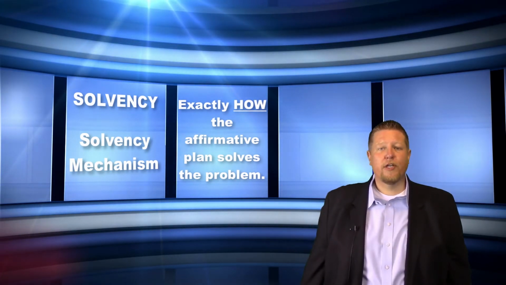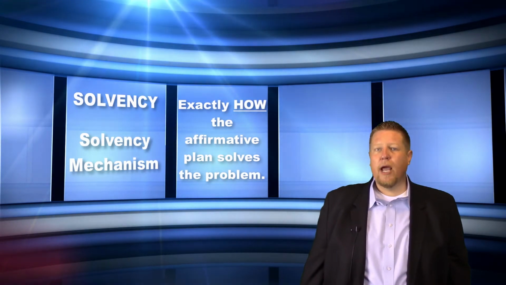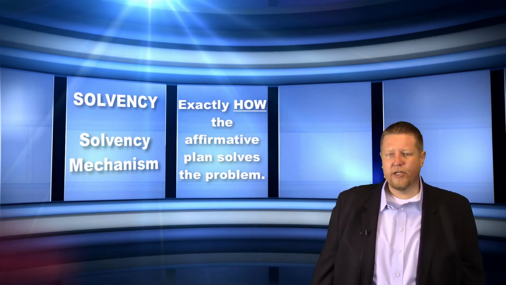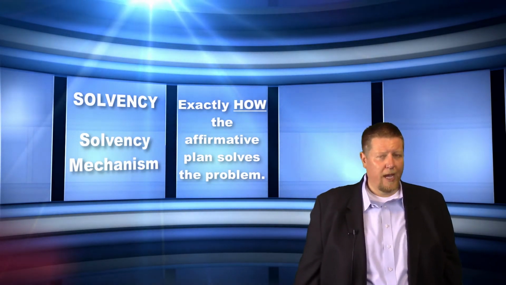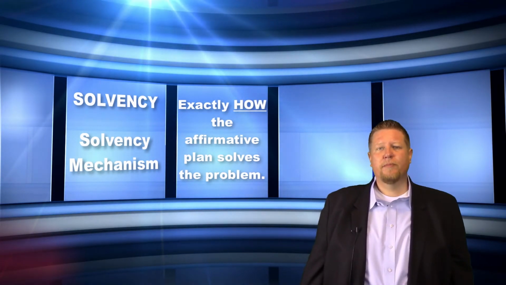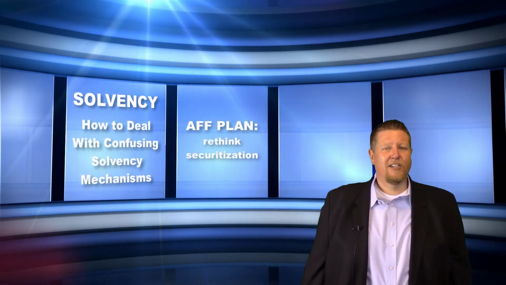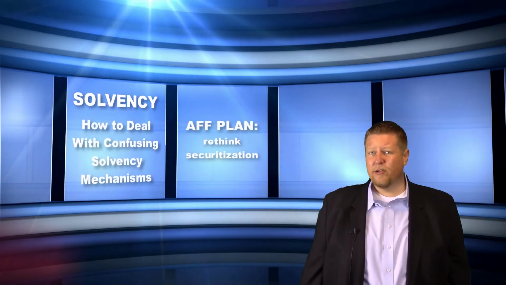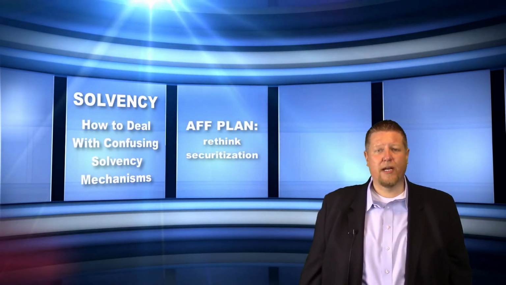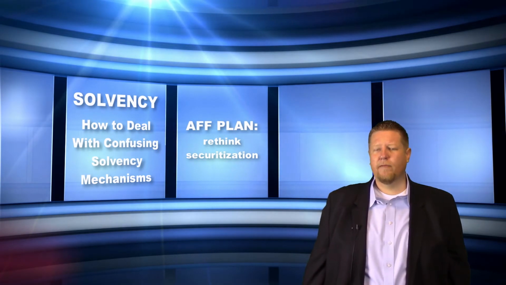Although the term solvency mechanism seems simple, there are times when you really aren't sure what it is the affirmative team is trying to do with their plan. For example, let's say the affirmative team requires the government to rethink securitization. That sounds pretty vague. It doesn't have details or specifics that allow the negative team to understand how to implement the plan to solve the problem.